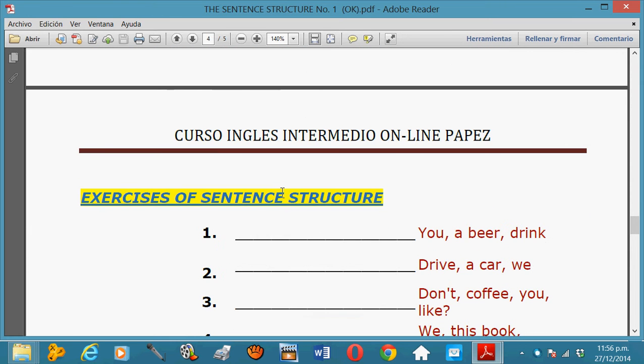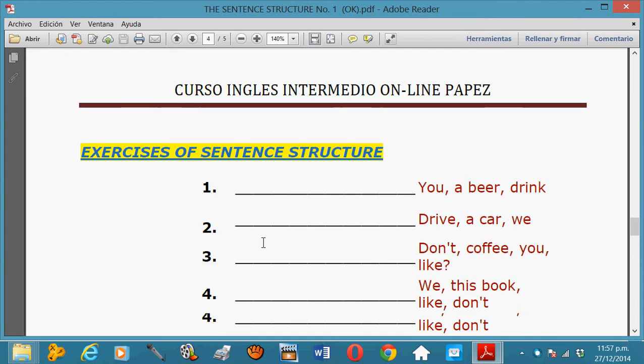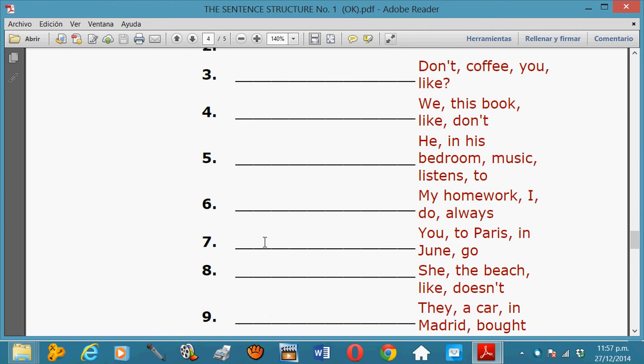Now we're going to go to the exercises of sentence structure. As you can see here, you have to organize the sentence structure here. Okay? These are easier ones, not too complicated. You have 10 cases here. Okay? They're not in a correct form. You have to put them in organized form there.